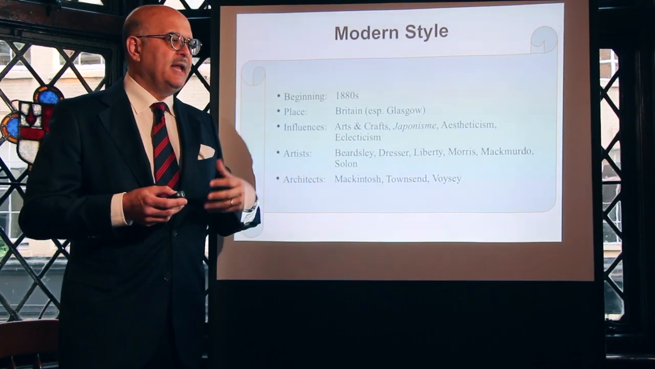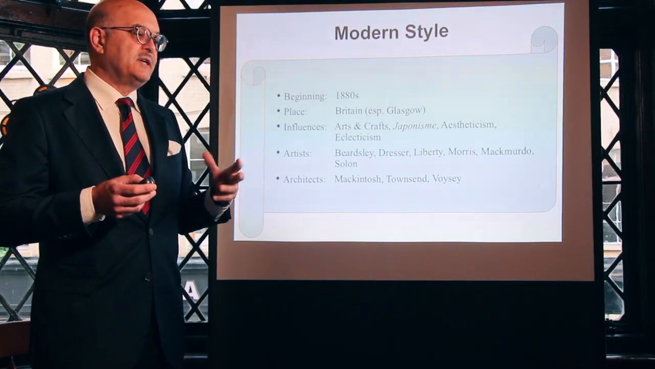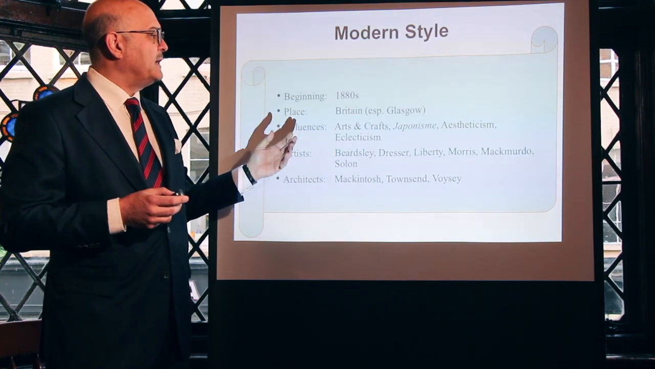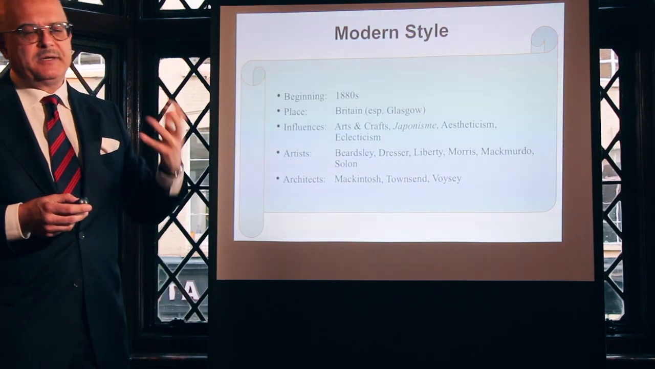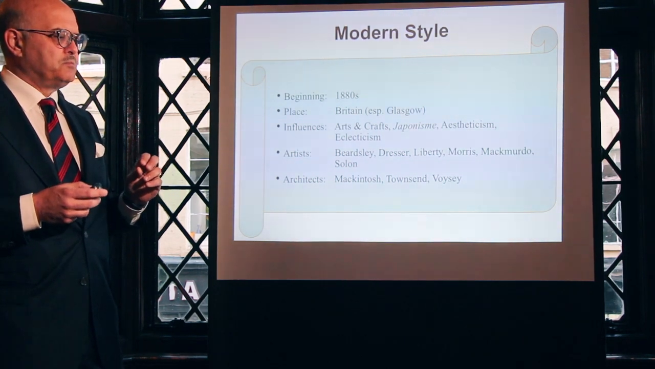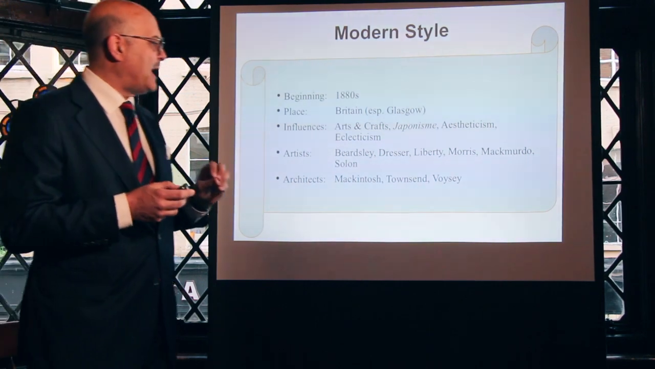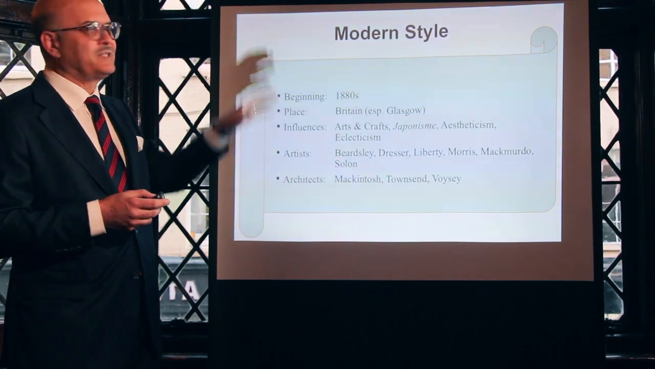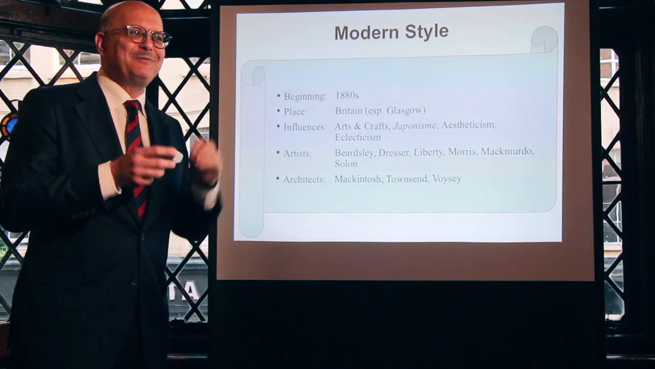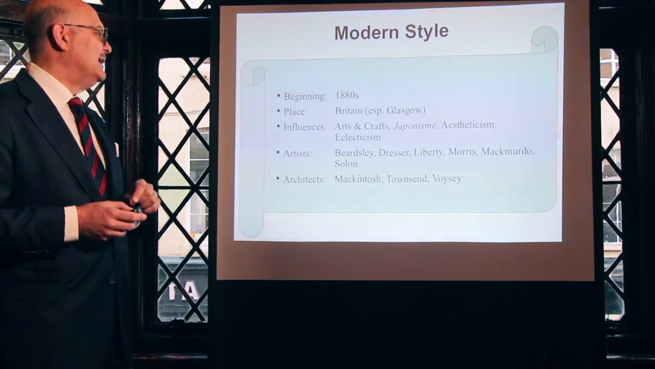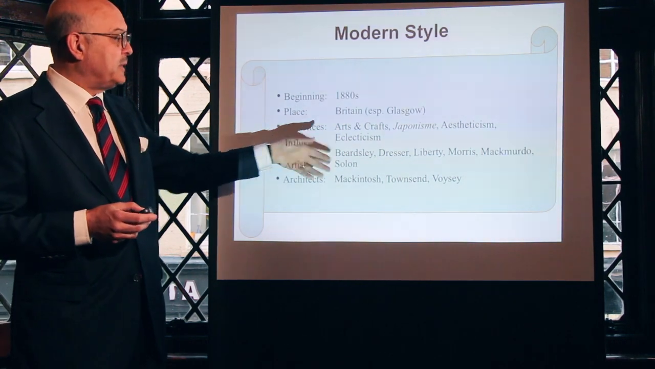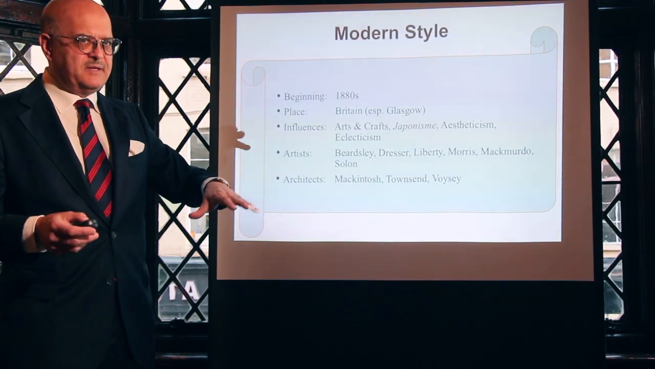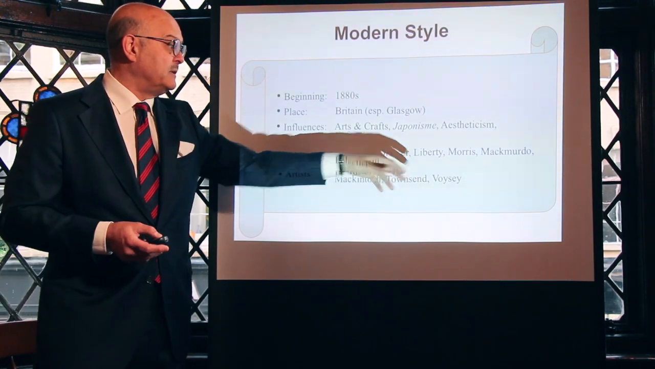There was a lot of interest in Asian, especially Japanese art and graphics, and to some degree architecture, especially interior architecture, which is very simple and spare. There's also an element of aestheticism, people like Beardsley and so on, in terms of making art more modern, a bit more challenging perhaps. And I have to say there's also a link to architectural eclecticism, which most practitioners of modern style would have scornfully refuted, but there are definitely eclecticist elements in some of these buildings. Some of the artists that influenced it were Beardsley, Liberty, Morris, and McMurdo, and some of the better known architects that worked in this style were McIntosh, Townsend, and Voisey.